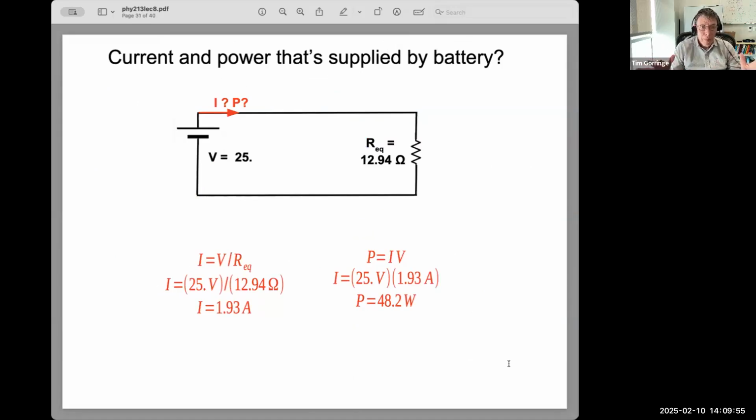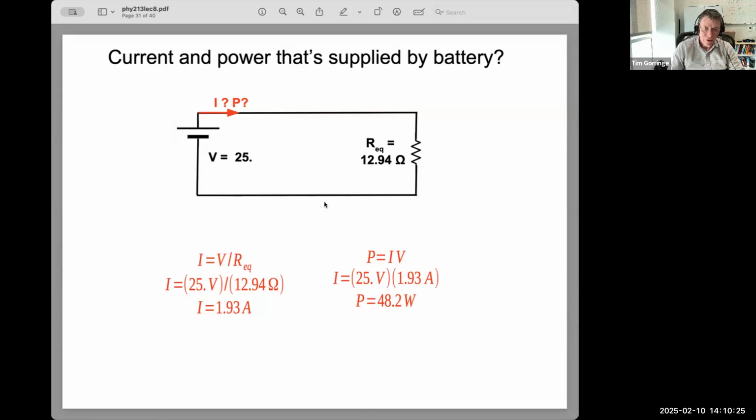Now we've got the equivalent resistance. We can answer some of the other questions that were posed in the problem. The first question that was posed in the problem was the current drawn from the battery. And then the second and third questions were about individual resistors, R1 and R5, the currents and the voltages across them. So let's start with the current drawn from the battery and actually the power that's supplied by the battery.